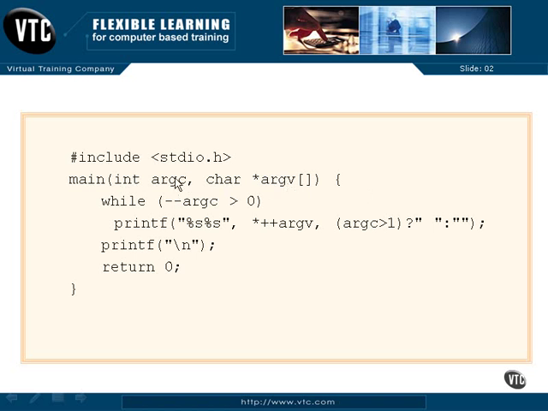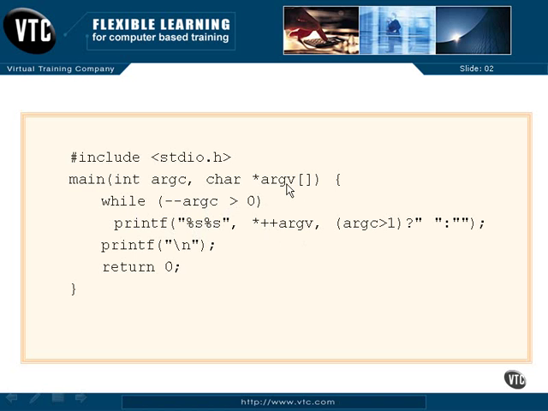C doesn't care what you call these, just that there is an integer and a character pointer array in that order. While we decrement the argument count, if that is still greater than 0, then we have something to say. We have something to print. And we're going to print two strings together. One of them will be the contents of the incremented argument vector. So we will increment that pointer.